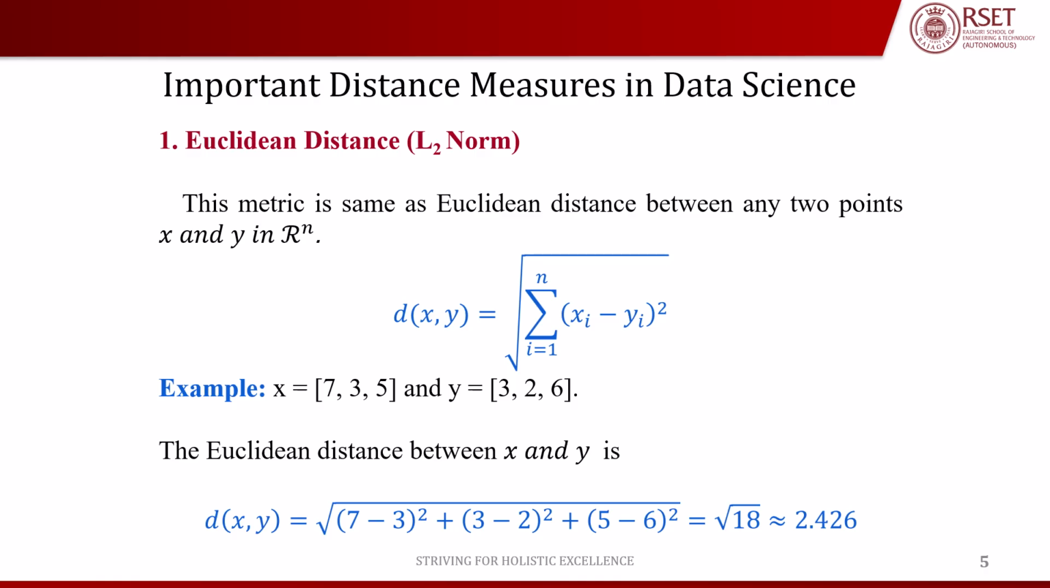And let's see an example here. You have 2 points x and y. The x-coordinate of x is 7, the y-coordinate of x is 3, and the z-coordinate of x is 5.